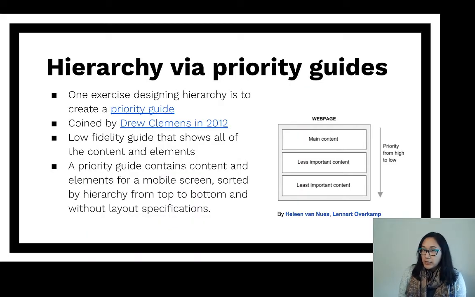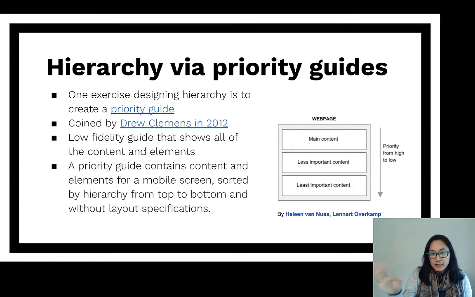I discussed priority guides a little bit earlier, but I wanted to take some time to explain this concept and this methodology so that you can employ it, again, long before you actually start creating these high quality visuals for your product design. So one way to kind of wrap your head around information architecture and hierarchy is by creating a priority guide. So a priority guide is very low fidelity. Again, it's words and boxes, maybe some arrows if you get really fancy.